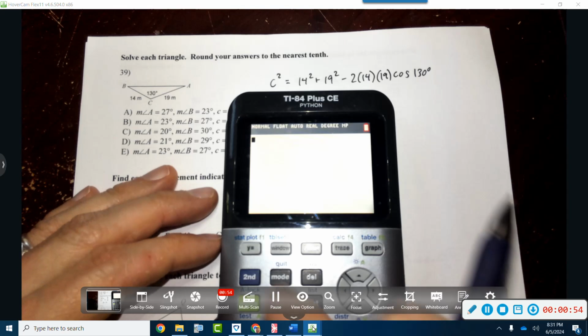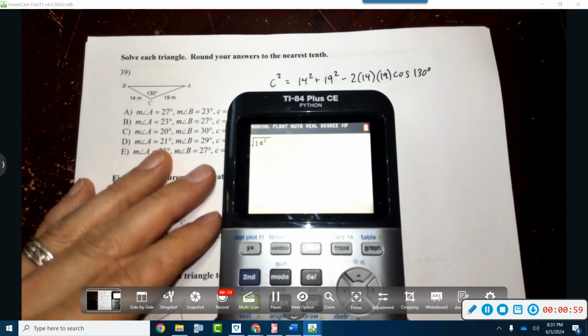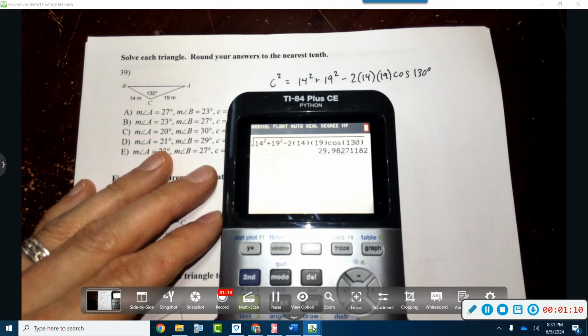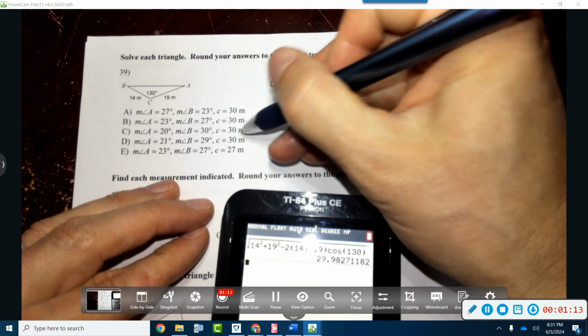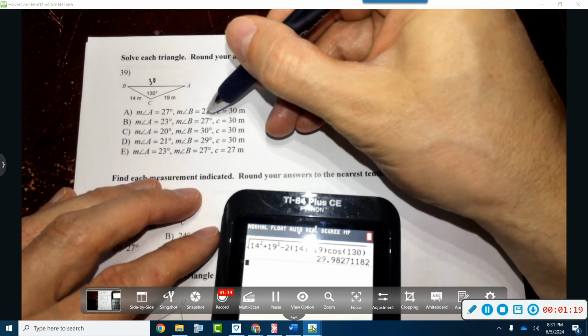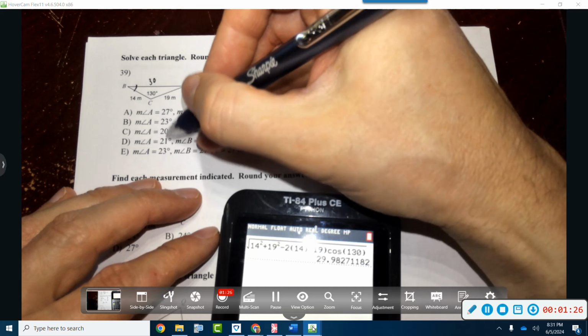So make sure that I take the square root of this guy eventually, so why not just do it now? Plus 19 squared minus 2, 14, 19, cosine of 130, and enter. Looks like it's 30, so that's exactly what we thought. All right, so this has some variety here. You'll notice that all four of these are different, so I'm going to shoot for B. I'm going to go for B to solve, but it looks like I could have gone A.